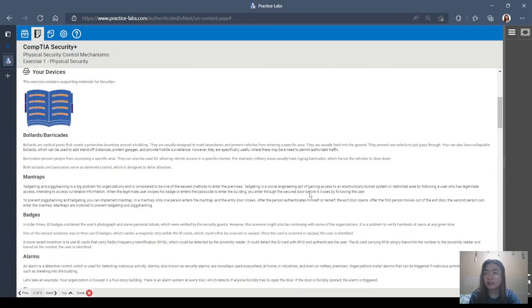This exercise contains supporting materials for security: bollards or barricades. Bollards are vertical posts that create a protective boundary around a building. They are usually designed to mark boundaries and prevent vehicles from entering a specific area. They are usually fixed into the ground. They prevent any vehicle from just passing through.